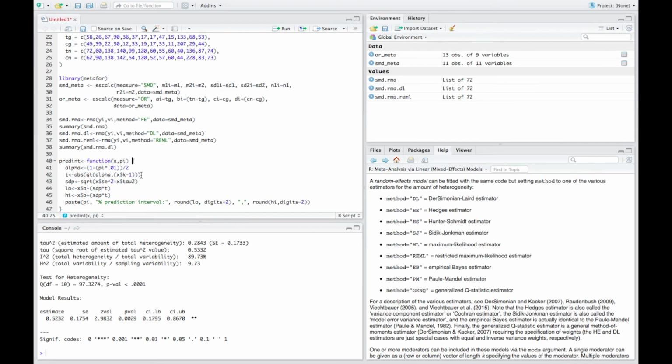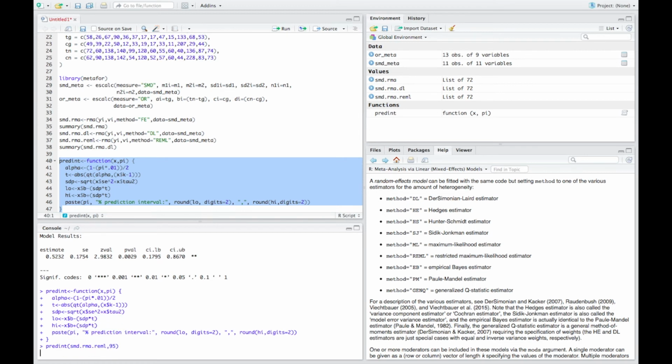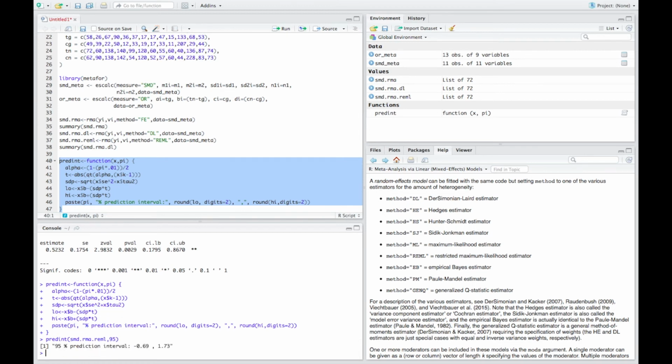So let me just quickly scan over this and make sure that I didn't make any mistakes. Everything looks fine. So we'll run that code, and then we'll produce our prediction interval for our Remmel results. We'll do a 95% prediction interval. There we go. So the low side is negative 0.69 and the high side is 1.73.